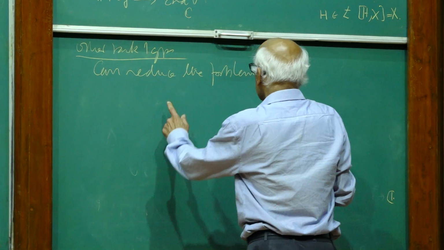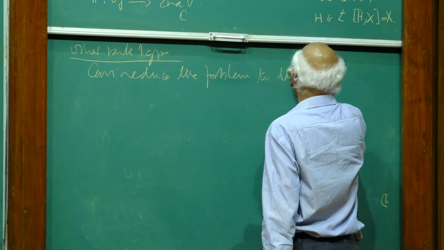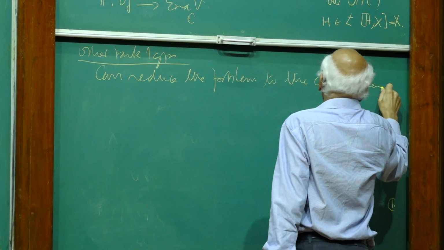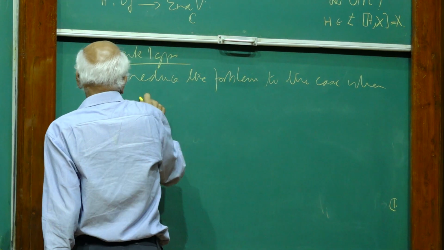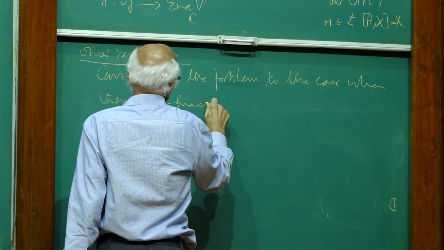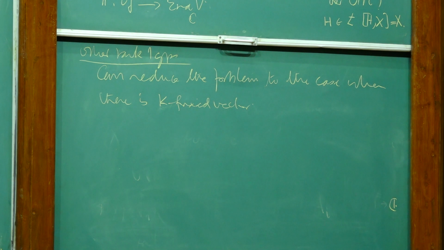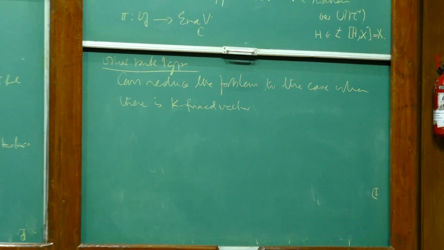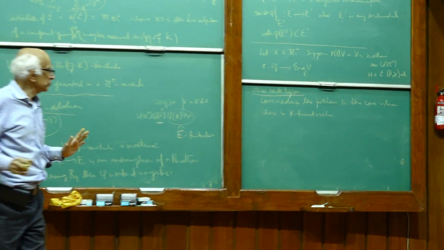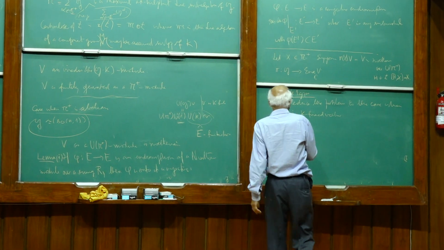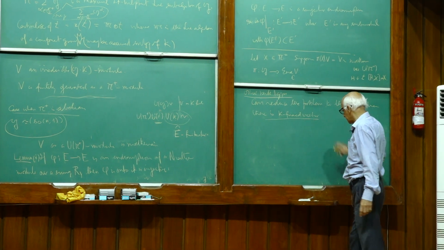First, one can reduce the problem to the case when there is a K fixed vector. If there is no K fixed vector, you form the tensor product with a suitable finite dimensional representation to get a K fixed vector. And then you can work backwards and say if it's true for that module, it's going to be true for this module, and you can assume therefore that there is a K fixed vector.